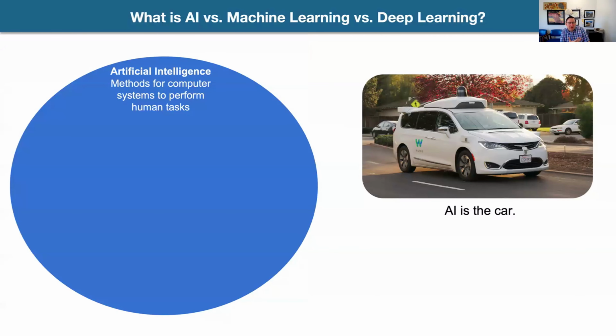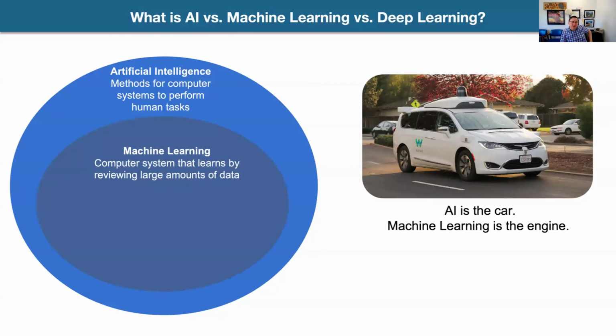AI, at least when I'm referring to it, is the catch-all term for the systems or methods for computer systems to perform human tasks. So say you need something to get you from one place to another, and the system we're going to use is the car. So AI in this case is the car. There are a lot of different ways to do AI that developed over the past century or so.